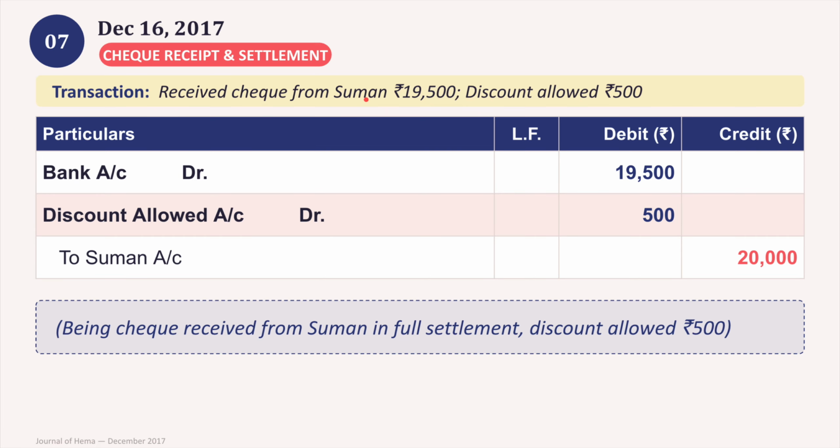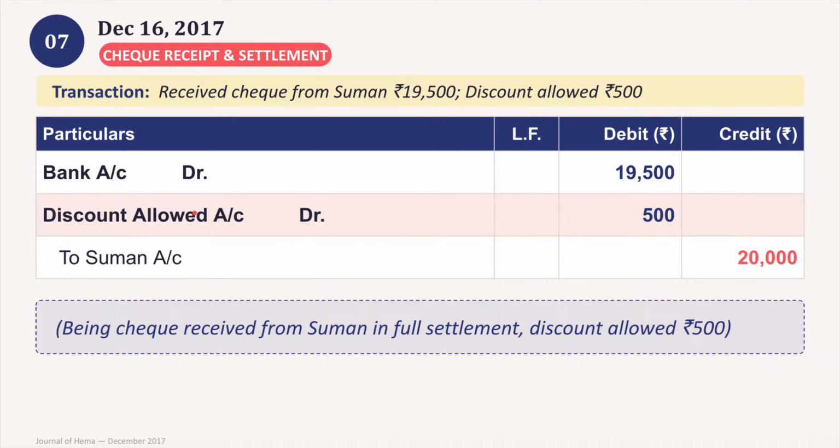Next, received check from Suman 19,500, discount allowed 500, clearly mentioned. So check receipt and settlement. Here whenever you see the word check, you will not use cash account, you will use only bank account because the transaction happened via bank. So here Suman has to pay actually 20,000 but Suman is paying only 19,500. So through check, we will debit bank account because that money will go into your bank balance. Your bank balance will increase. So increase in current asset has to be debited.